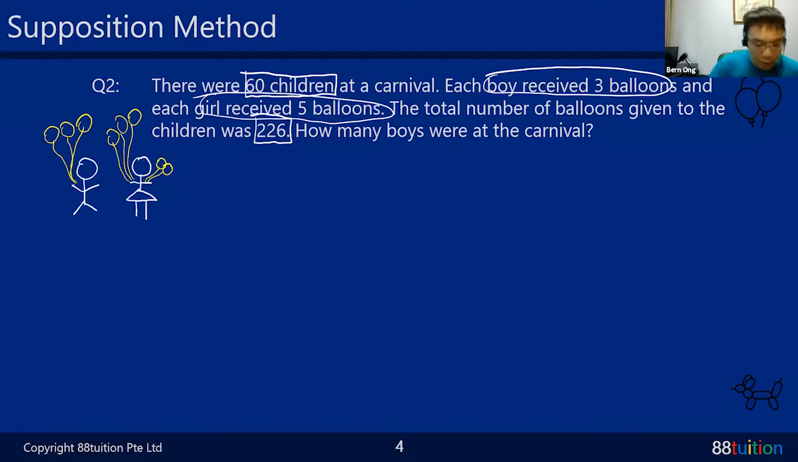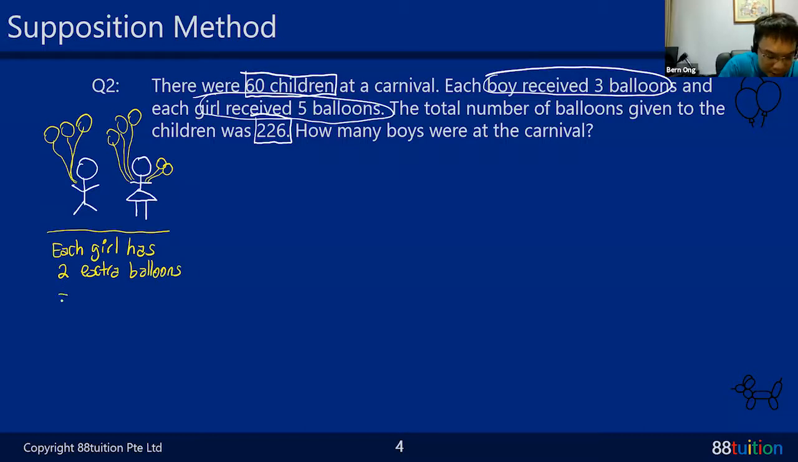So looking at this again, why do I draw this? I'm talking about balloons here. So looking at this, I can tell myself that each girl compared to each boy has 2 extra balloons. Can you see or not? Each girl has 2 extra balloons than each boy. So this is something I will tell myself inside my head. I do not want to say it out loud, because people think that I'm cheating or that I'm crazy, talking to myself. So you think it in your head. Each girl has 2 extra balloons than each boy.